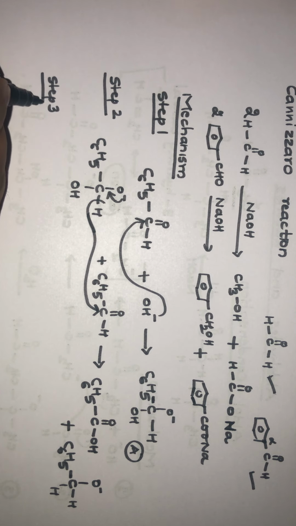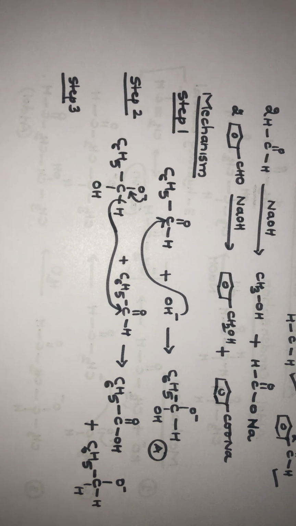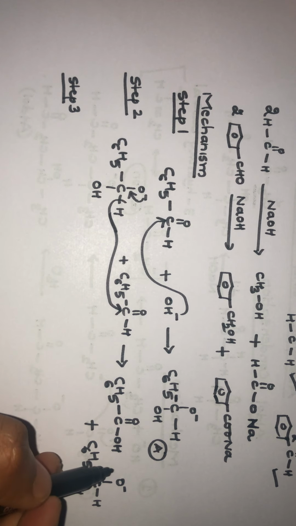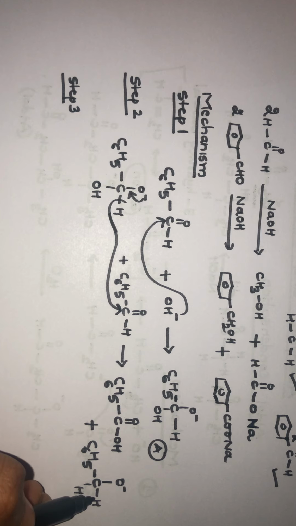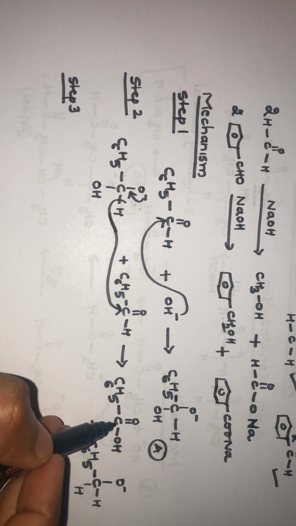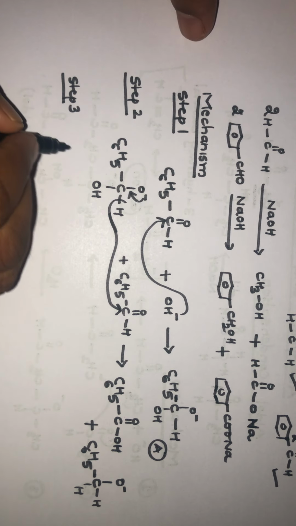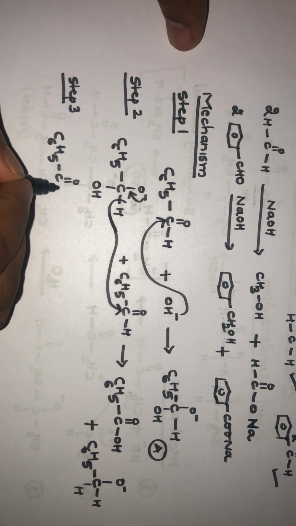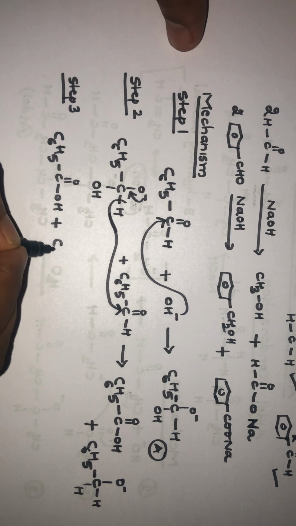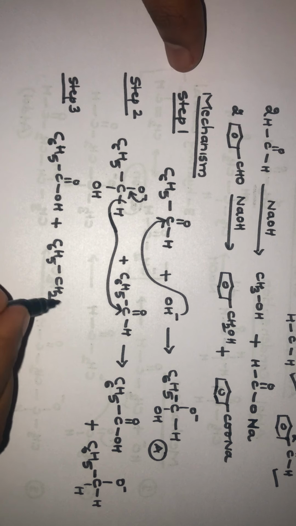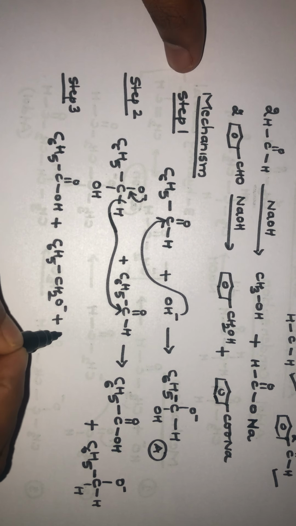In step 3, for reasons of stability, the acid and the alkoxide ion exchange a proton. There is a proton transfer resulting in the formation of an alcohol, and a carboxylate ion is formed here. So I'll write these two molecules, that is C6H5 C double bond O OH plus C6H5 CH2 O minus Na plus.